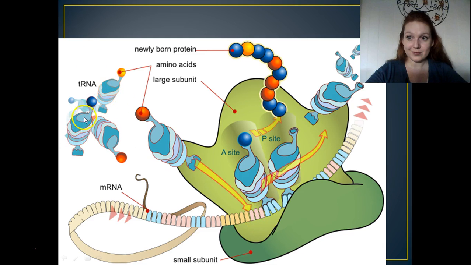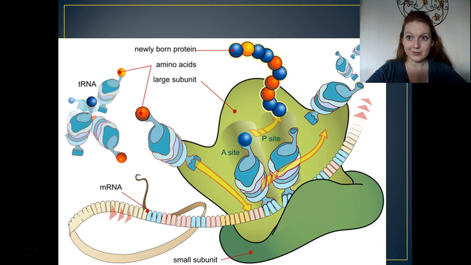The tRNAs are these globs right here. They come along and dock onto the mRNA through their anticodon, and they're carrying the appropriate amino acid. And here is where the ribosome physically forces that peptide bond, and it kind of starts kicking out the newly formed protein.